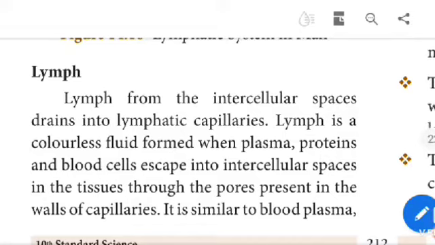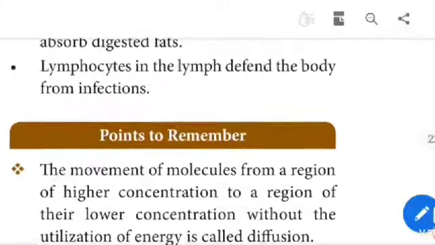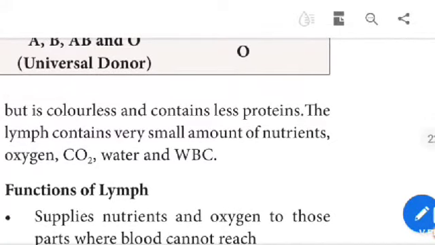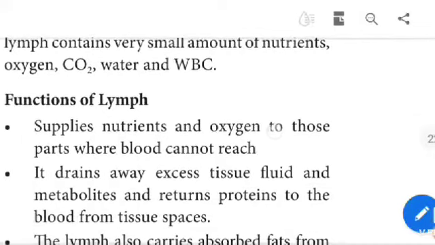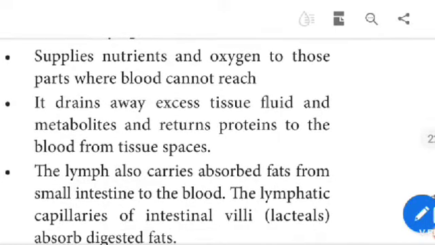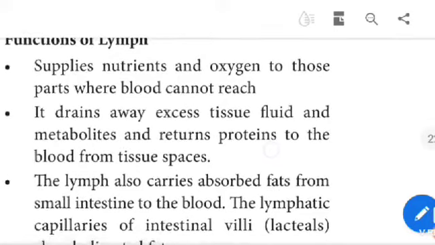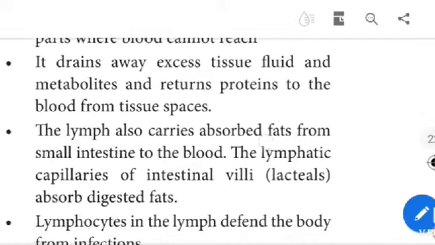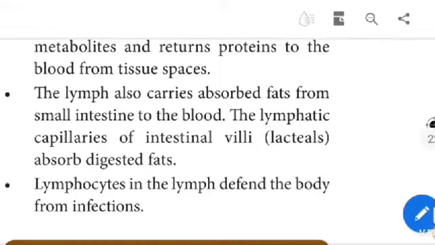It is similar to blood plasma but is colorless and contains less protein. The lymph contains a very small amount of nutrients, oxygen, carbon dioxide, water and WBC. Functions of lymph: it supplies nutrients and oxygen to the spots where blood cannot reach. It drains away excess tissue fluid and metabolites and returns proteins to the blood from the tissue space. The lymph also carries absorbed fat from the small intestine to the blood.